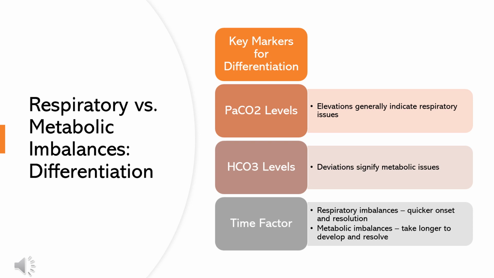So, for our diagnostic tests, let's look at serum electrolytes. Abnormalities in potassium, sodium, or chloride can give clues toward metabolic imbalances. A chest x-ray or CT is useful in assessing respiratory conditions like pneumonia or pulmonary edema, which could lead to respiratory acid-base imbalances.